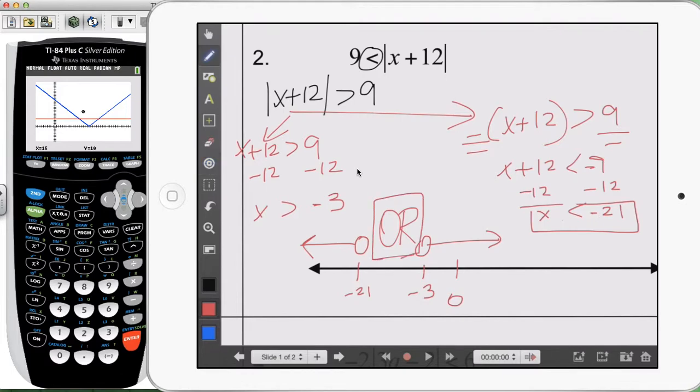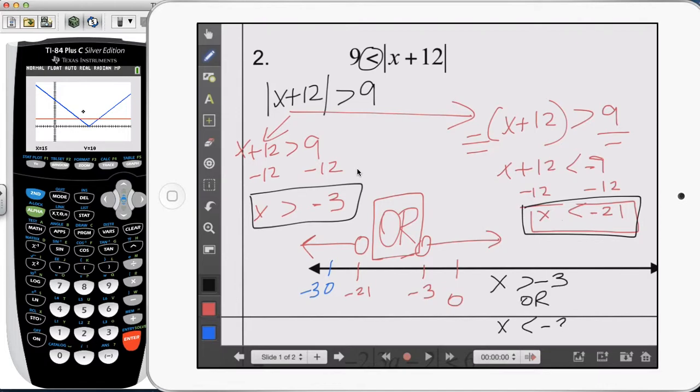It means x can be in two different places, and let's double check. Let me take a number, for example, negative 30, and plug it in. Negative 30 plus 12 is negative 18. Absolute value of negative 18 is 18, and yes, 18 is greater than 9. Now go ahead, check 0, because 0 is greater than negative 3, and plug it in. 0 plus 12 is 12, absolute value of 12 is 12, which is greater than 9, so it also worked. So your solution in this case is going to be two different inequalities, and it's an OR solution. It means x can be either greater than negative 3 or x can be less than negative 21.